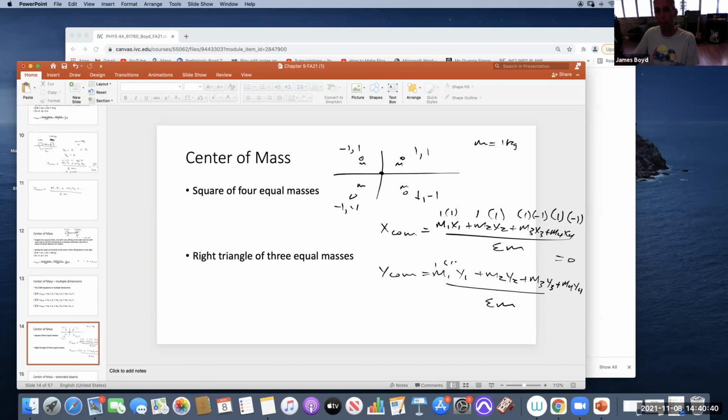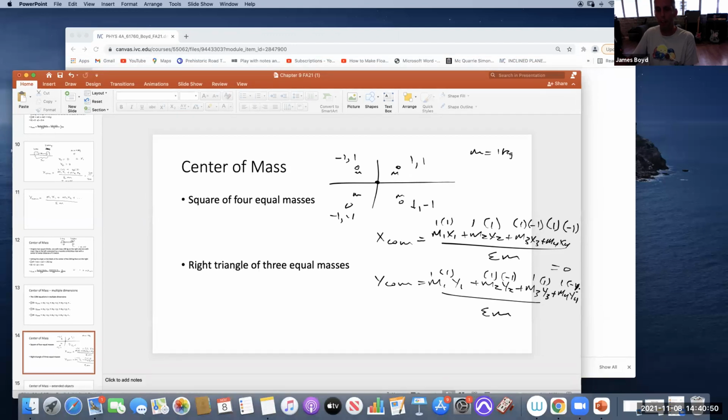m1, y1 is 1, m2, y2 is -1, this one, 1, 1, 1, -1. And again, over 4, we get 0. So we know the center of mass of these is 0, 0. We could actually move our origin to say on this mass, and then we could do some other stuff if we wanted to. Not a big deal. You simply assign an origin, figure out what the x coordinates are for all the masses, what their masses are, figure out what the y coordinates are, and solve it.